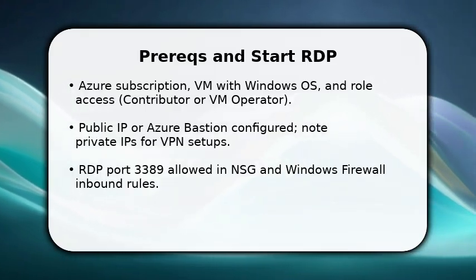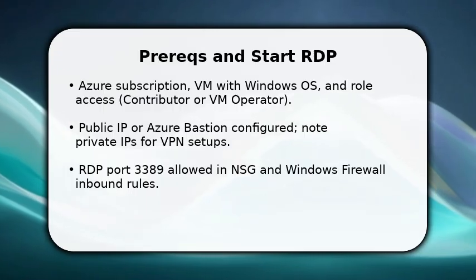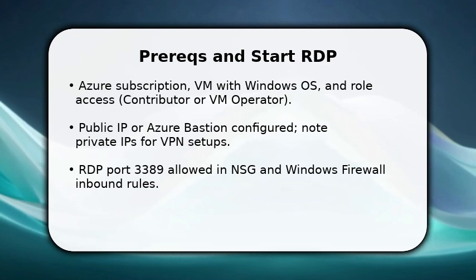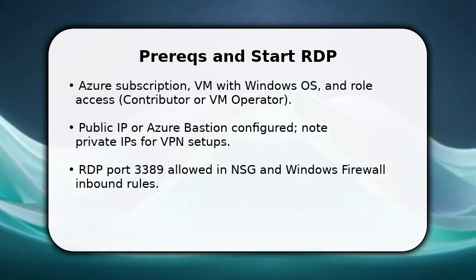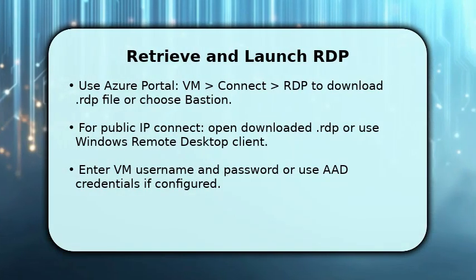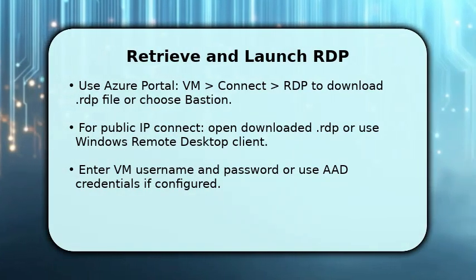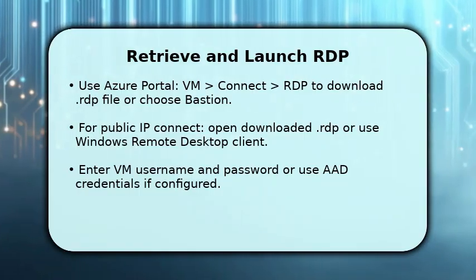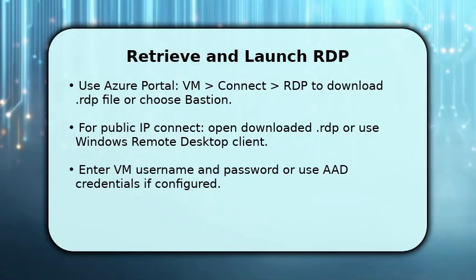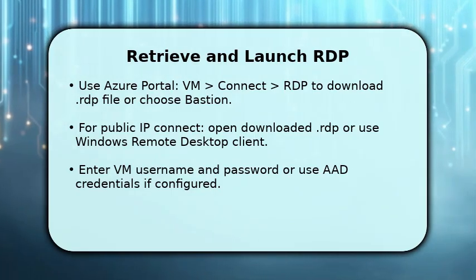Start in the Azure portal, select the VM, and open the Connect pane so you can retrieve the RDP file or start Bastion. This is the first actionable step to initiate a remote session. Once done with network checks, go to the VM's Connect menu. If you have a public IP, download the RDP file or copy the IP address. If using Azure Bastion, choose Connect in Browser.